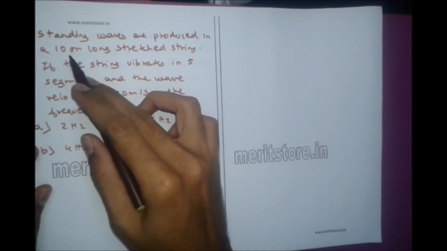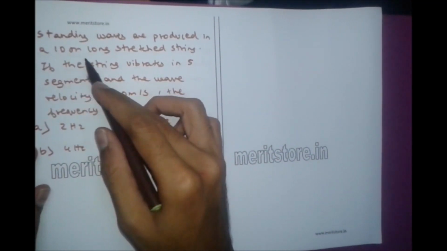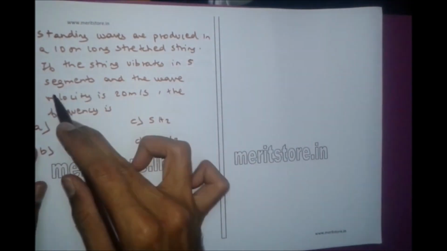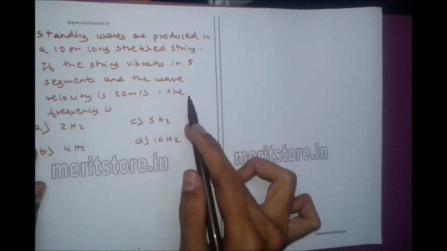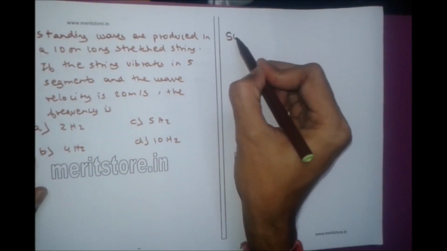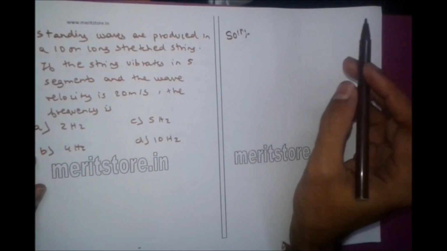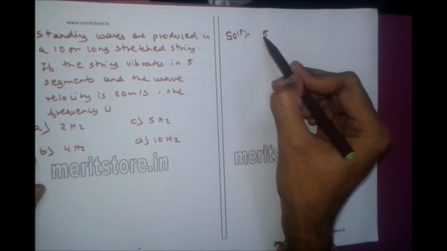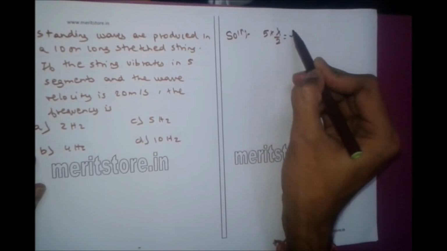Standing waves are produced in a 10 centimeter long stretched string. If the string vibrates in 5 segments and the wave velocity is 20 meters per second, the frequency is 2 hertz, 5 hertz, 4 hertz or 10 hertz. So basically here we have the string which is vibrating in 5 segments. So we have 5 into λ/2 equals its length.